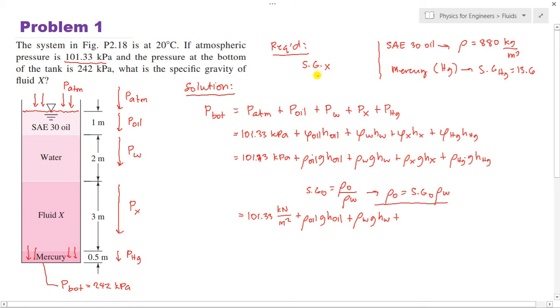plus since kani density sa fluid X, since atong ipangita is the SG of fluid X, so therefore required ta ani ato i-convert into kana density in terms of the SG. So that is SG sa fluid X, then multiplied by the density of the water, then the height pud ana nga fluid X, plus for mercury, since ang atong given kay SG man sa mercury, so ang kaning density sa mercury ato na siya i-convert into its specific gravity and the density of the water. So that is specific gravity sa mercury multiplied by the density of the water times the gravity times the height of the mercury.